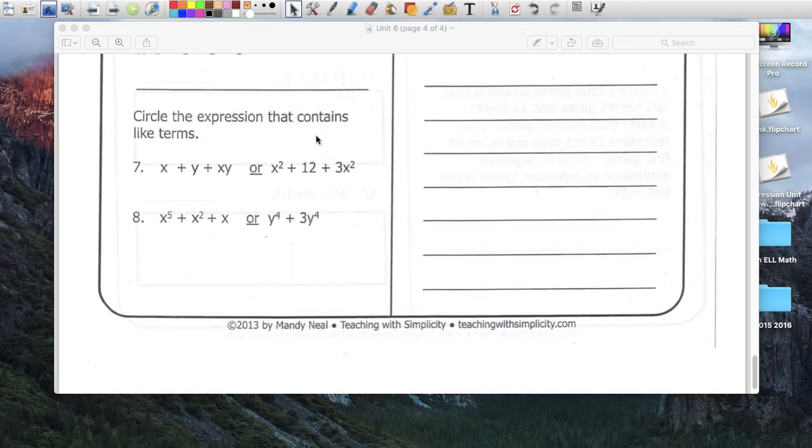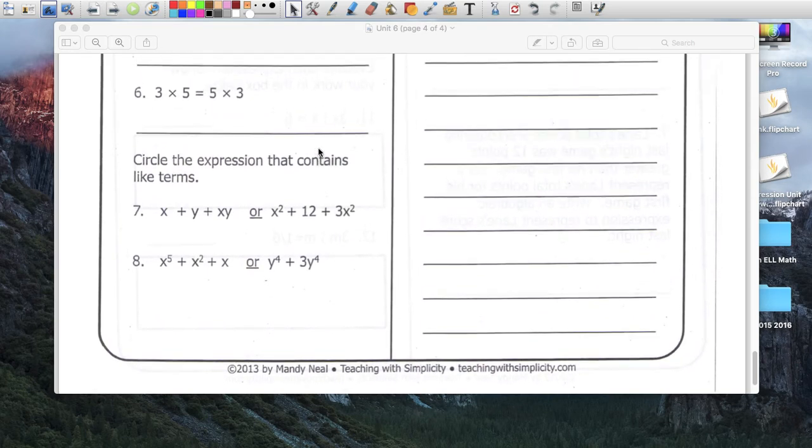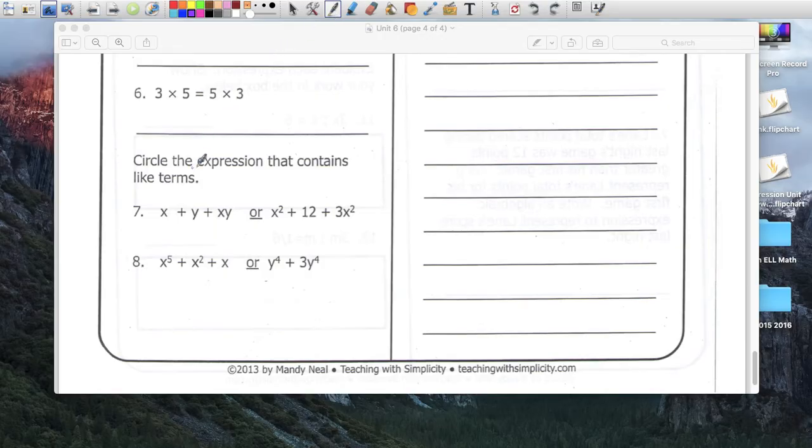Circle the expression that contains like terms. What does that mean? Circle the expression that contains the like terms. Well, all right. So the like terms. Oh, I see. All right. So does this have like terms? Let me circle it. Does this expression have any like terms?